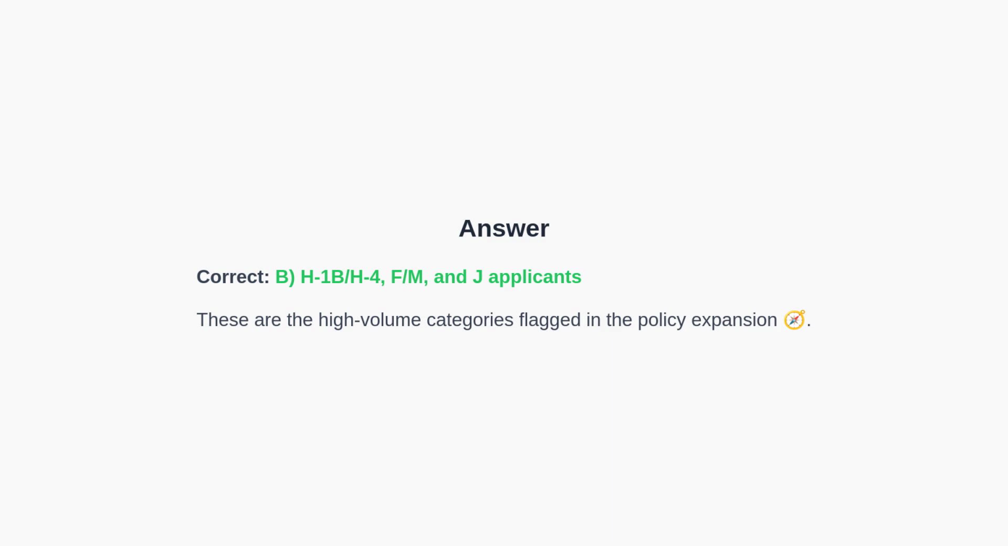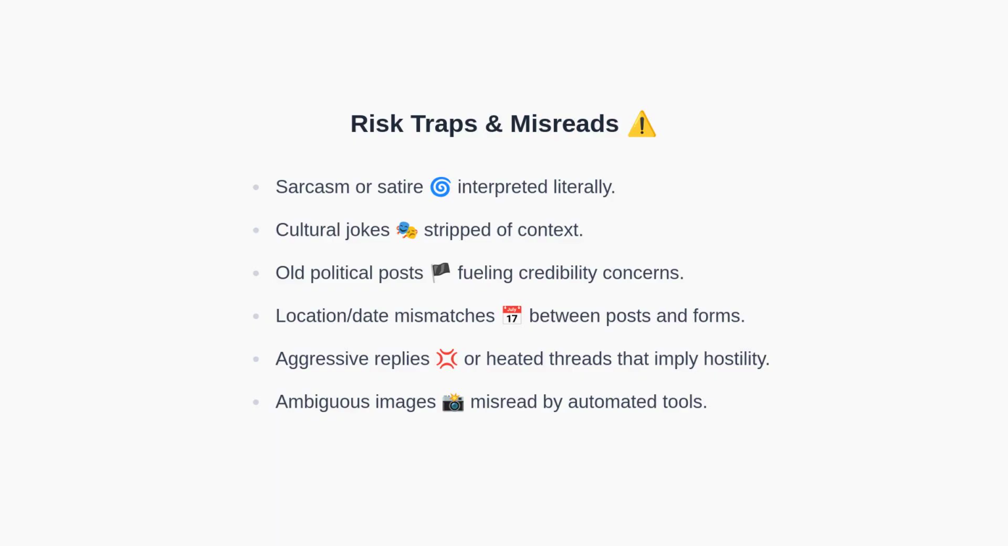The correct answer is B. The policy expansion explicitly calls out H-1B workers and H-4 dependents, F and M students, and J exchange visitors as needing public social media for review. Other categories may not be explicitly included in this expansion, though practices can evolve. To make this concrete, consider common traps.